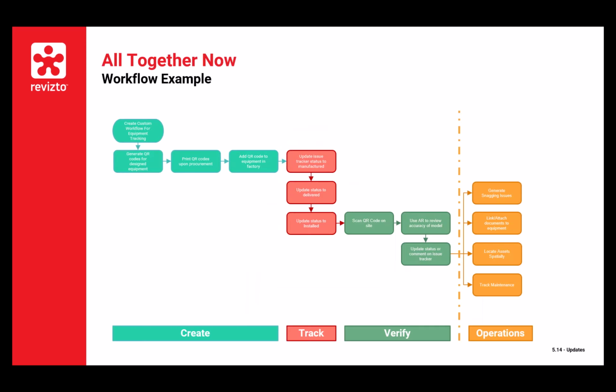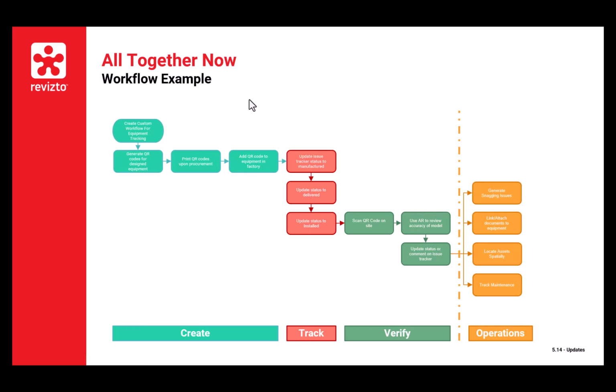For anyone that loves a workflow or a work map or whatever you may call it, we've put this workflow example together. Here, we'll start at the top. We create a custom workflow for equipment tracking, and that's what we would go into the workspace and create, that custom workflow with that custom type so we could track it as I showed you in that example. Then we would generate a QR code for the design equipment.